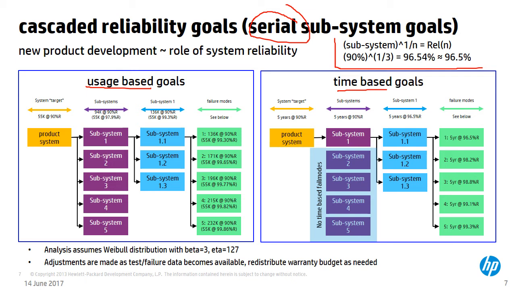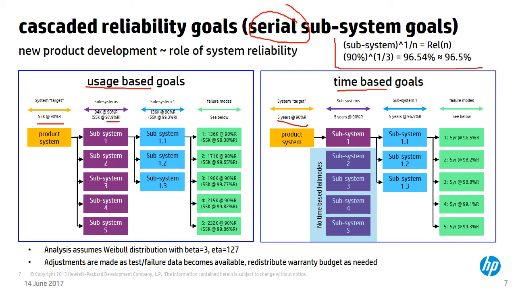The overall product goal in this case was to meet 90% reliability. For usage, it was 55,000 cycles. In time, it was 5 years. By knowing this and knowing the number of subsystems, you can determine what the next level reliability needs to be. In this case, there are 5 subsystems, so each subsystem needs to achieve 97.9% reliability to move forward.